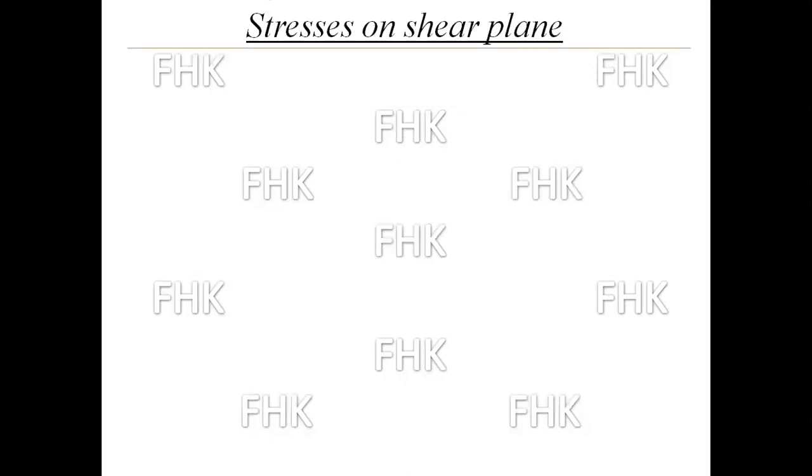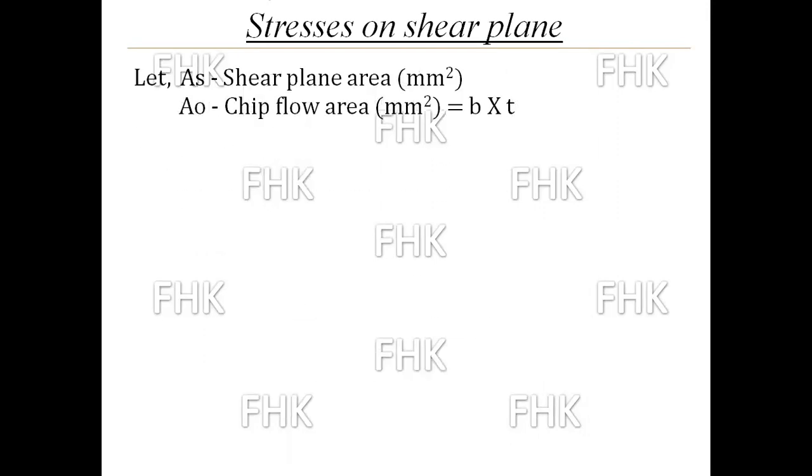So what is shear strain? Shear stresses develop on the shear plane. Let A suffix S be the shear plane area in mm square, the area of chip material on the shear plane. A0 is the chip flow area in mm square, or you can say it is the area of material before cutting, with uncut chip thickness, which is denoted by B into T.